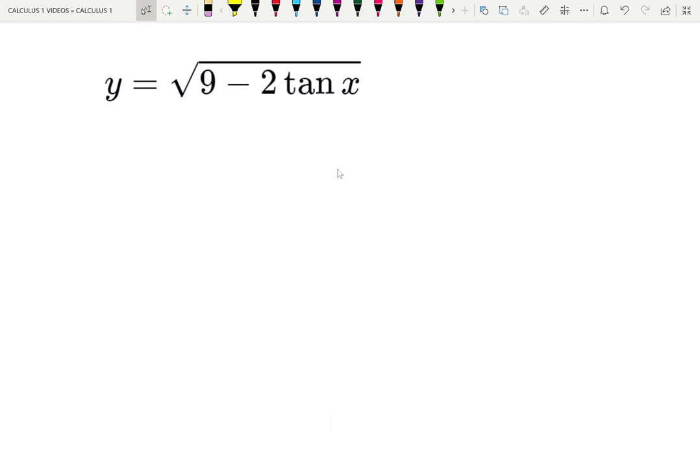Find the derivative of the square root of 9 minus 2 tangent x. Listen, I know the chain rule topic is a little bit confusing, but you can do it. I believe in you, and you should believe in yourself as well.